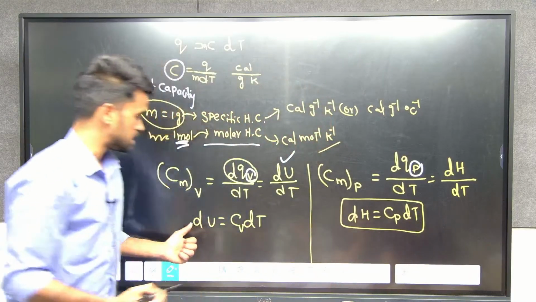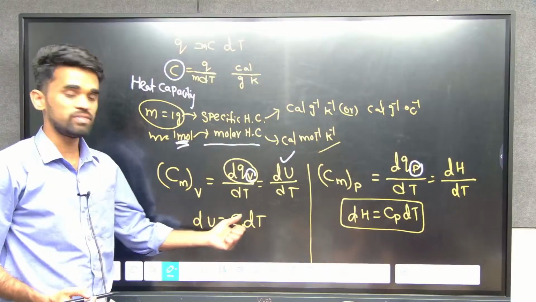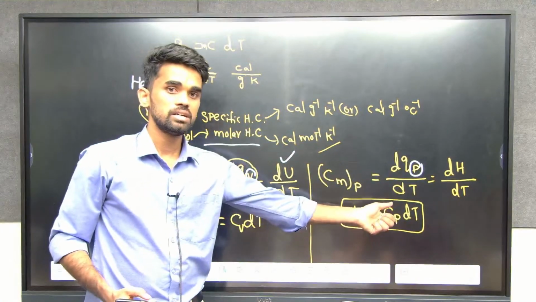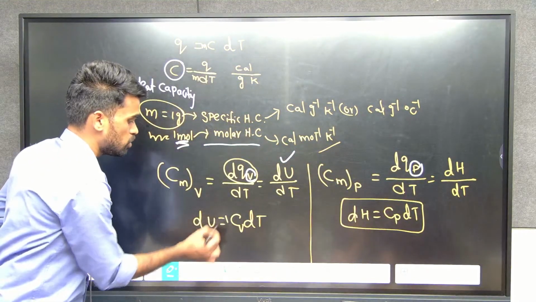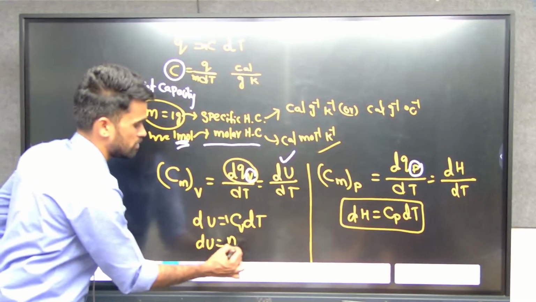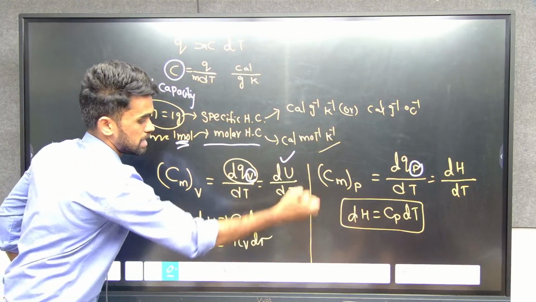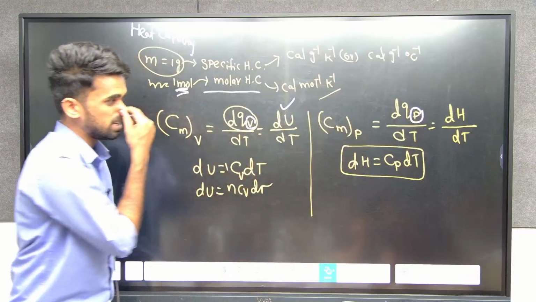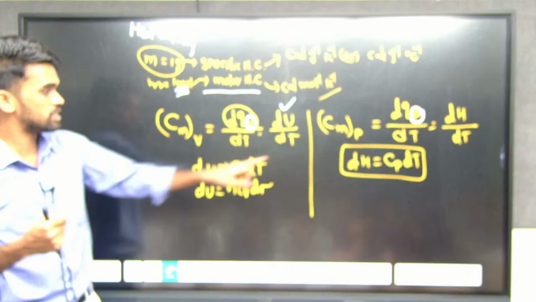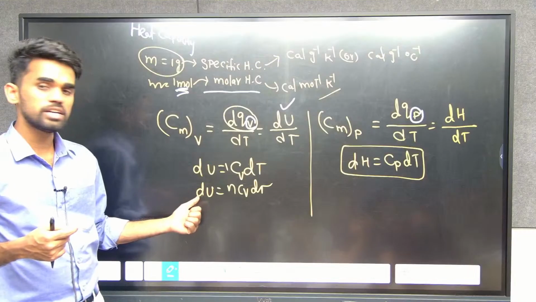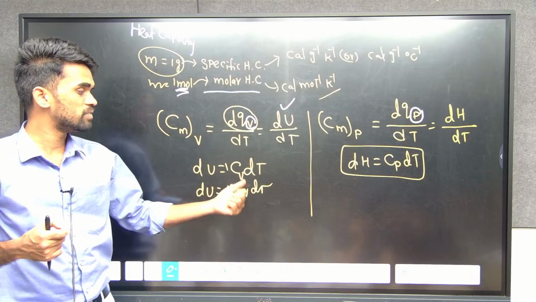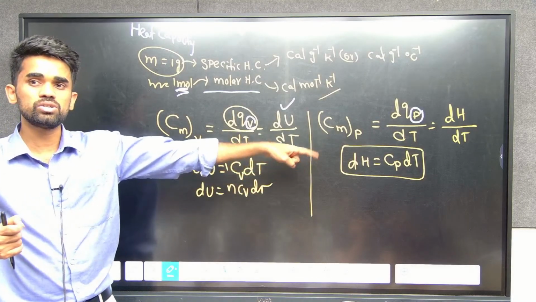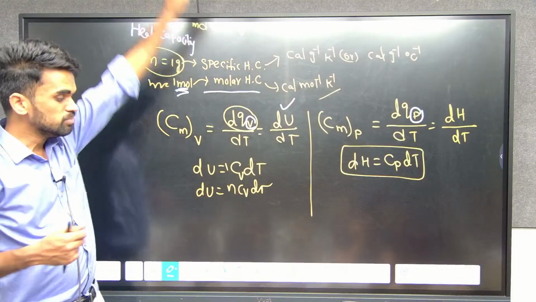When I say dU, it is Cv dT. When I say dH, it is Cp dT. So this is for 1 mole. For n moles it is n Cv dT, and also for n moles n Cp dT. So write these two relations: dU equals n Cv dT and dH equals n Cp dT.